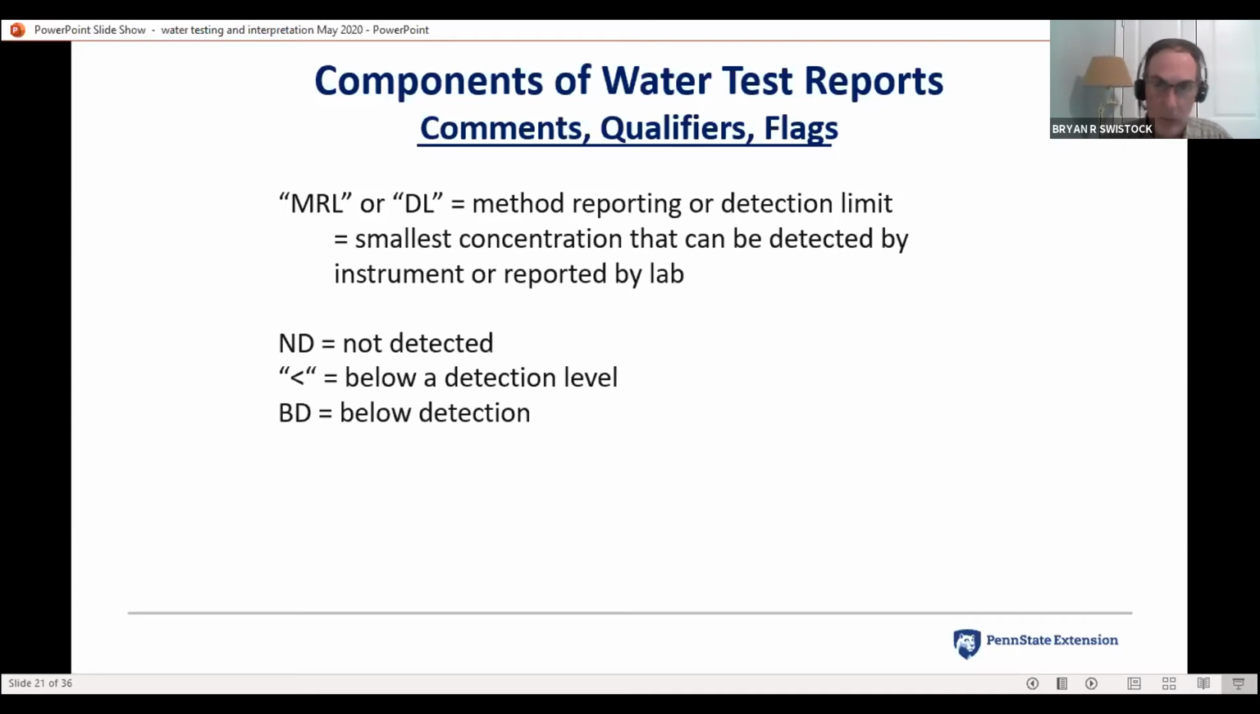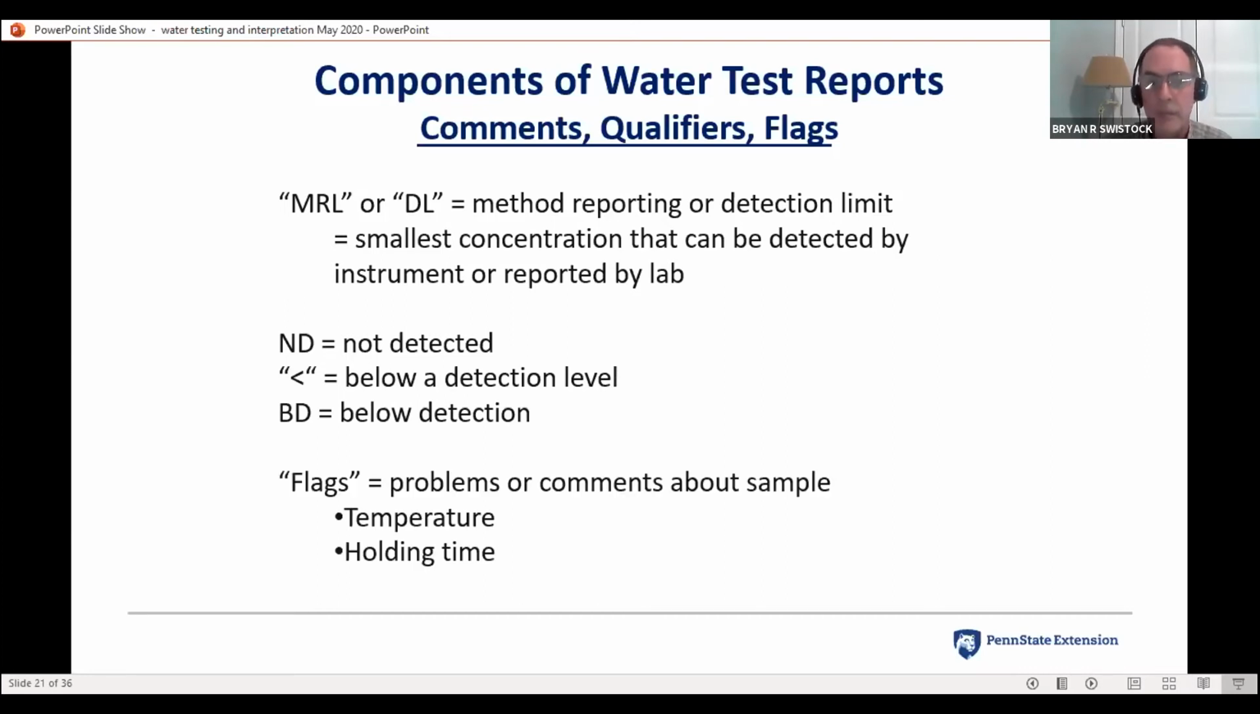Related to that then is when we have results that are below these detectable limits, the labs will put ND for not detected, or they'll put a less than sign and then the actual detection limit. So for lead, they might put the less than sign and then 1 part per billion, which just means we didn't detect any, our detection limit's 1 part per billion, so we're putting a less than sign there, meaning if there is any lead in the water, it's less than 1 part per billion. And they may also put a BD for below detection. So those are all basically the same thing, and different labs will use one of those acronyms.